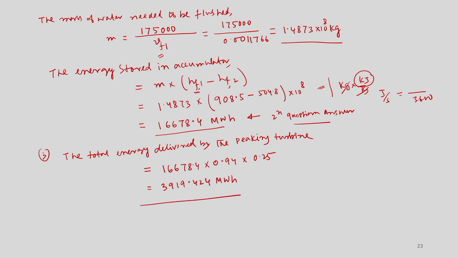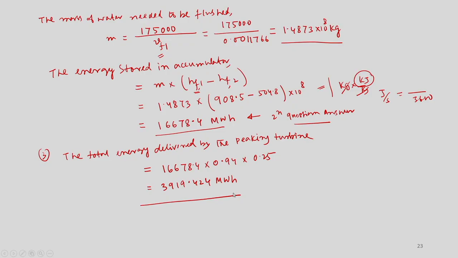So, in this problem, we could get an idea how a sensible energy storage system can be designed under the condition given here. Normally, the pressures are constant, like maximum pressure is 20 bar and minimum pressure is 2 bar. So, at this condition, the amount of energy which requires to be stored in the accumulator, we have calculated, and also if we know the turnaround efficiency and the peaking turbine efficiency, then we can find out the total energy delivered by the peaking turbine.